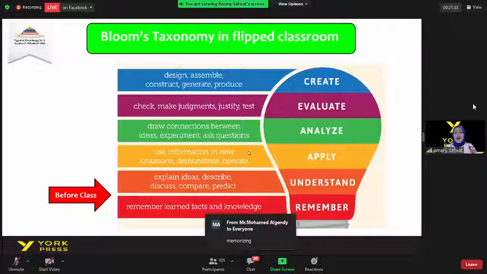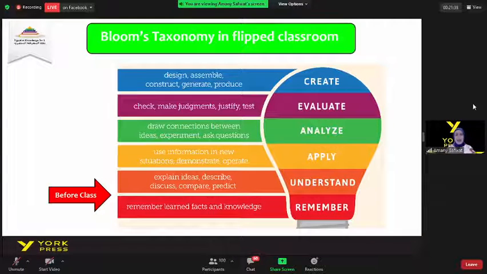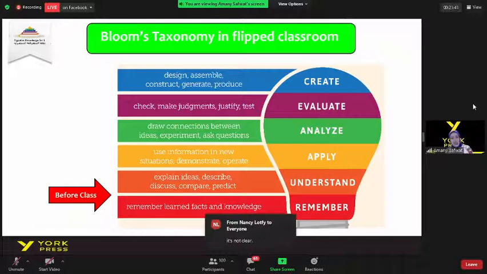Okay, for applying and analyzing. To apply is to use the new information you got in new situations. Maybe situations that you create or your teacher creates. So this is to use the new information to demonstrate and to operate them.